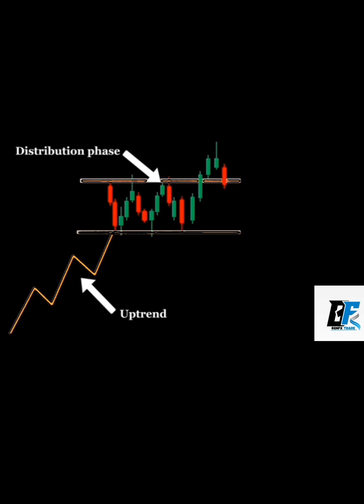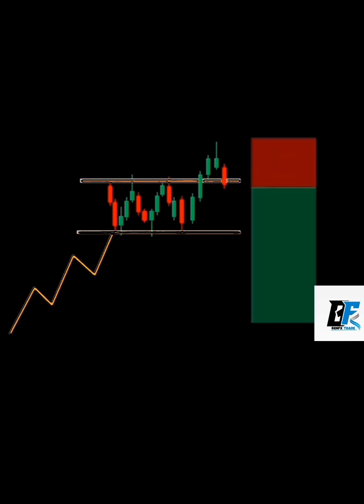Then comes the liquidity sweep, a false breakout above the range that grabs stop losses. Once price returns back inside the range, that's your signal. Enter at the close of the candle that re-enters the range. Place your stop loss above the recent high. Set your target at the next key support level. This allows you to catch the acceleration phase, also called the markdown, where price drops rapidly after the trap.